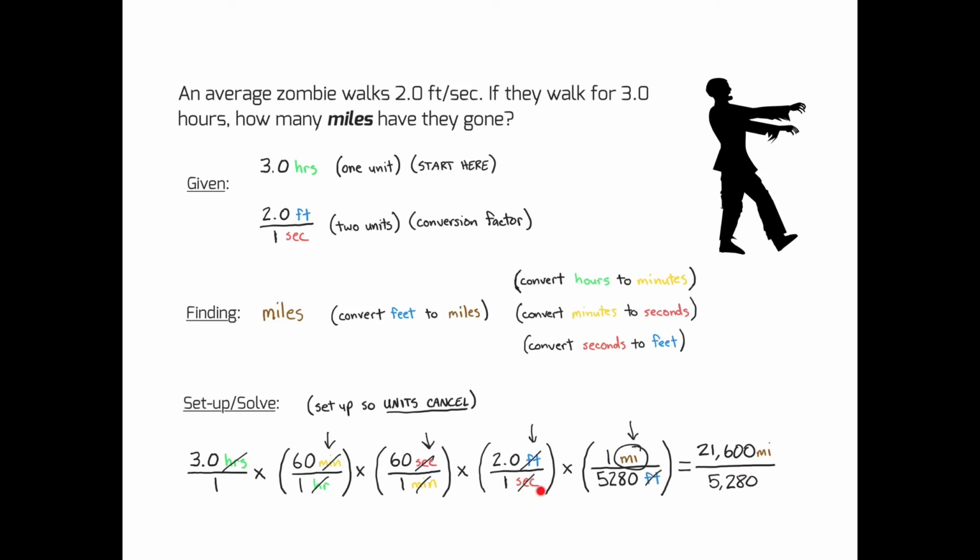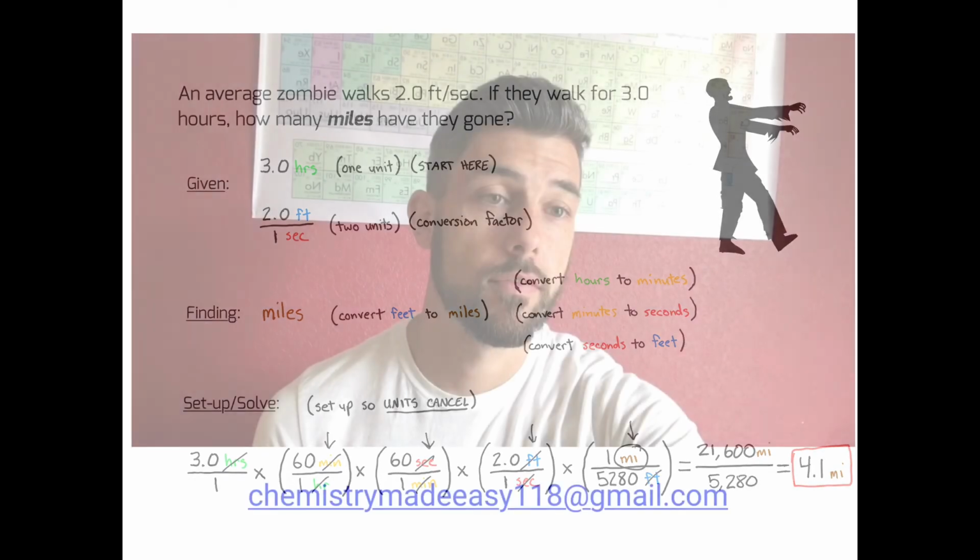And we can see that all the units on the bottom have been canceled, so there's no units here. So now we divide 21,600 miles by 5,280. And what we find is that after 3 hours, our zombie has walked 4.1 miles.